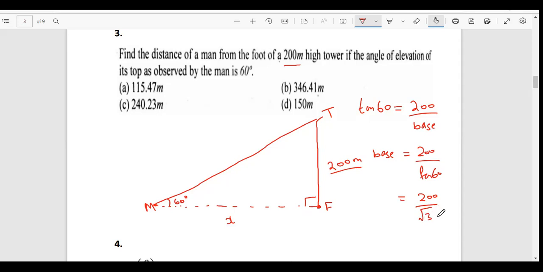Okay. Now we know that root 3 would be something between 1 and 2. Like root 4 is 2. Root 3 would be something between 1 and 2. And when you divide 200 by a number greater than 1, it is not going to give you something greater than 200, right? So this cannot be the answer. Then you need to think about it properly.